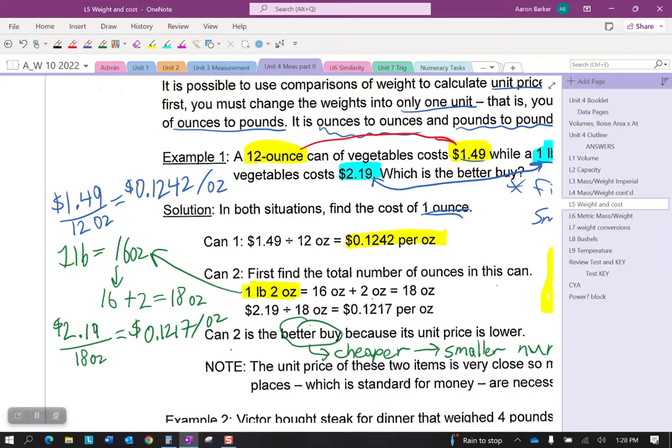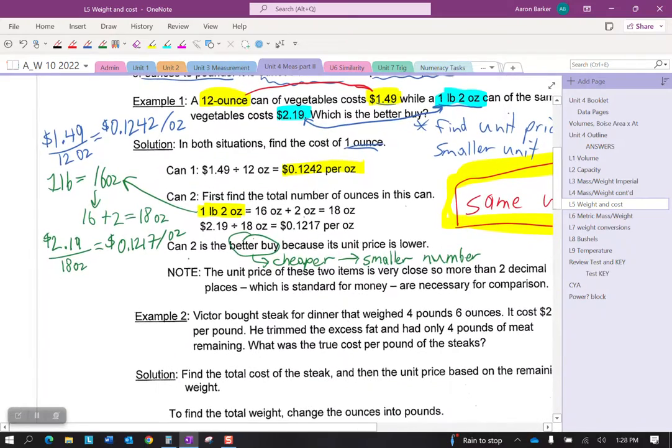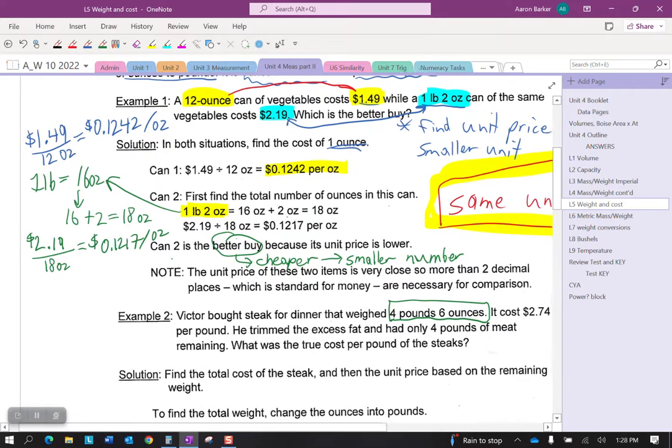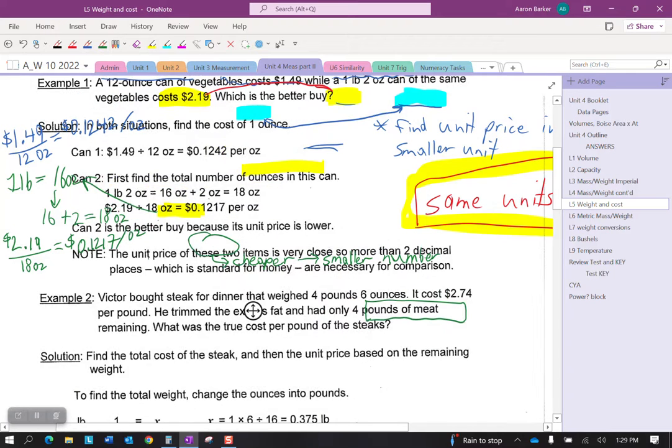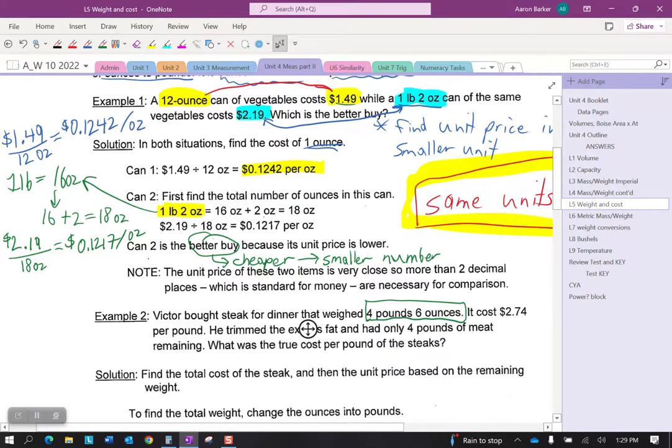Okay, so example number 2, we've seen this before. Okay, dude buys some steaks. He buys 4 pounds and 6 ounces of meat. Put a box around that or underline it. It costs $2.74 per pound. Per pound. Okay.